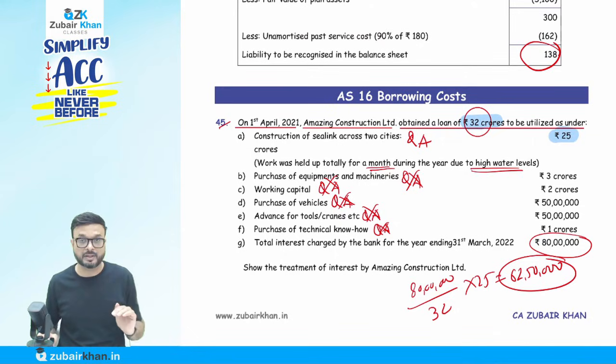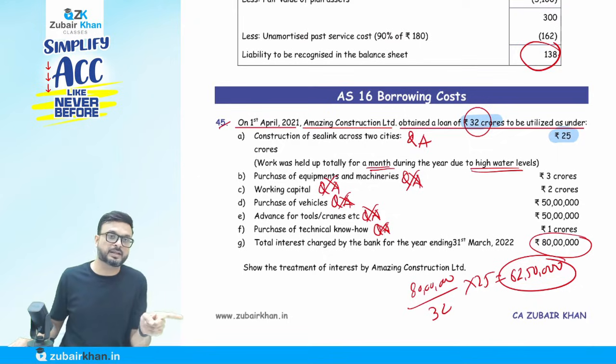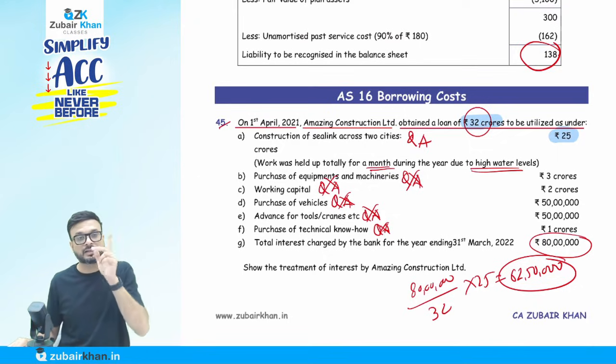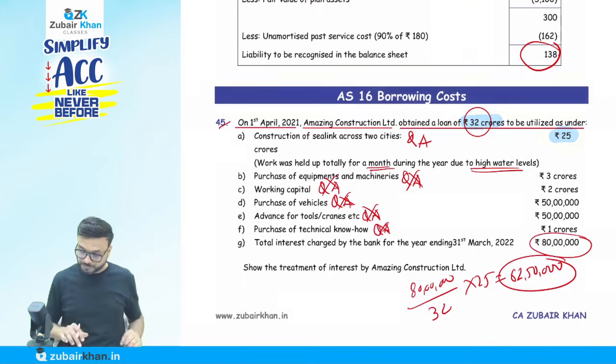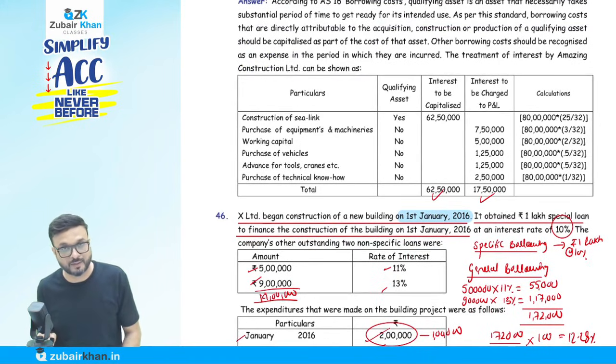So it will be capitalized, and all other interest will go to the P&L account, because the other purposes for which we have used the loan are not qualifying assets. Therefore, the relevant expense on those assets will go to the P&L account. Only the portion of the interest incurred for the qualifying asset we are going to capitalize. So 62 lakh 50,000 will be capitalized and the remaining will go to the profit and loss account. Simple it is.